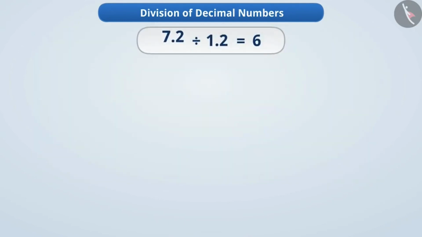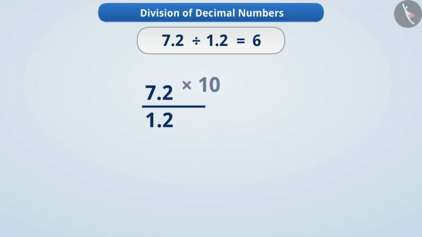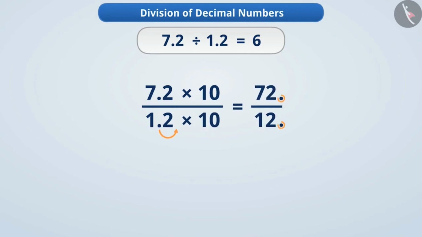Another way to do this easily is to write 7.2 and 1.2 one below the other as numerator and denominator. Now, we will try to make the denominator a whole number. For this, we can multiply the denominator by 10. To keep the values same, we will also have to multiply the numerator by 10. Multiplying 1.2 by 10 will move the decimal point one place to the right. Since there are no digits after the decimal point, we can ignore it. Similarly, we get the number in the numerator as 72. Now, we divide 72 by 12 to get 6.